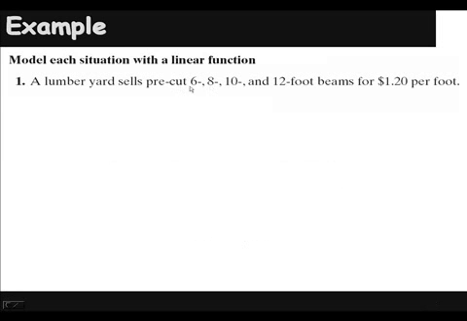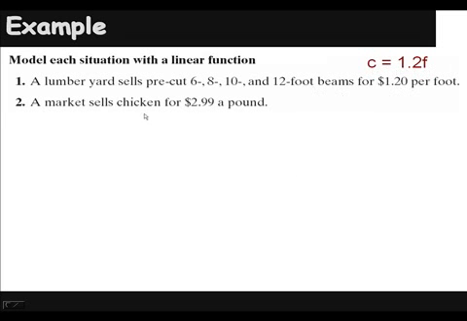A lumber yard sells pre-cut lumber at 6, 8, 10, and 12-foot beams. It's $1.20 per foot. So if we want to model the situation, we're looking for an equation. It should involve a couple of variables, one for cost and one for how many feet. And since it costs $1.20 per foot, we can simply write C, cost, equals 1.2F. That equation is a simple equation that models this situation.